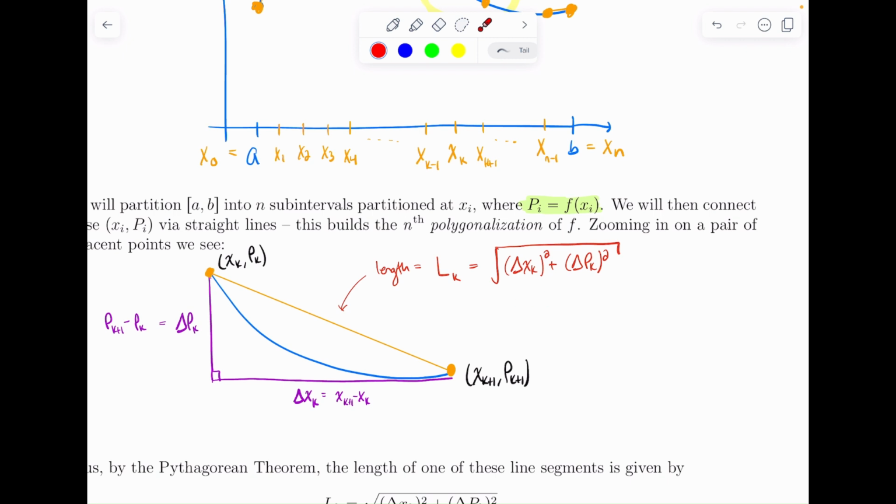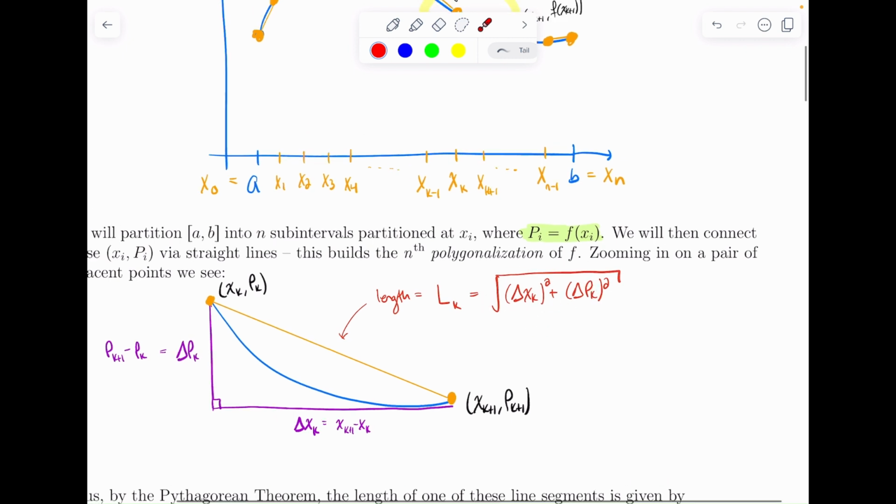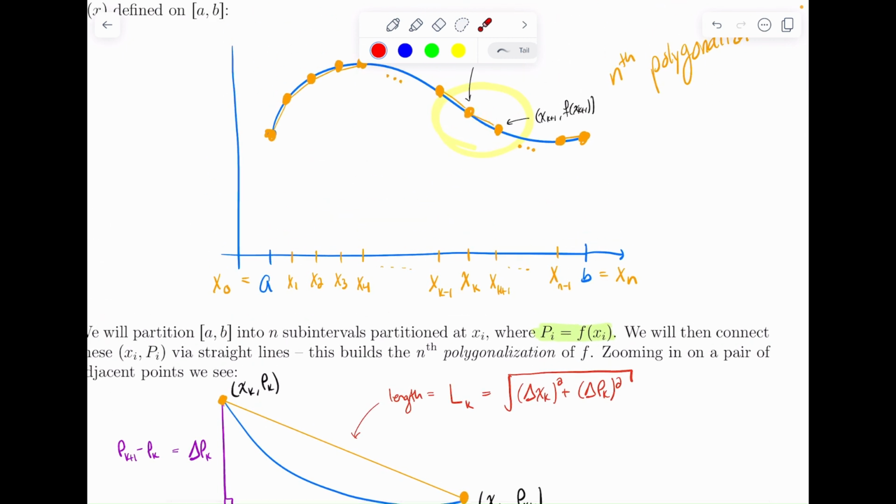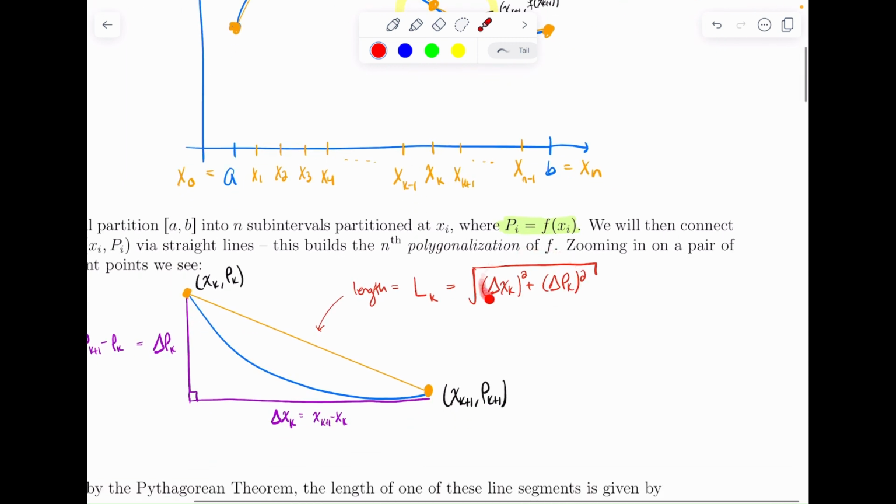But this doesn't seem super useful. Sure, I can do this for every one of these little pieces in my polygonalization, but eventually I want to add them all up and then take a limit, and this just seems kind of complicated to add up a bunch of these and then take a limit.